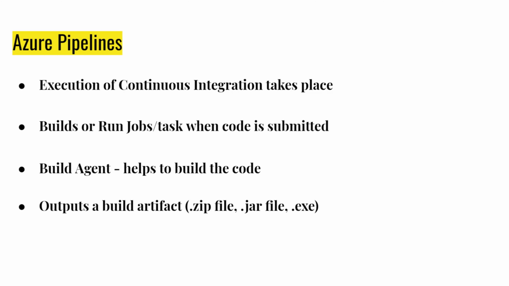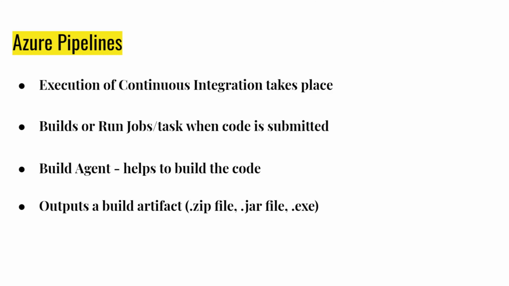An artifact could be a zip file, jar file, exe file, or simply a copy of all the code, the final copy of the code. This is not a final output but a deliverable which can be deployed to a server. So Azure Pipelines also include continuous delivery, so you can deploy this deliverable like a zip file or jar file to a server or some other place on different clouds.